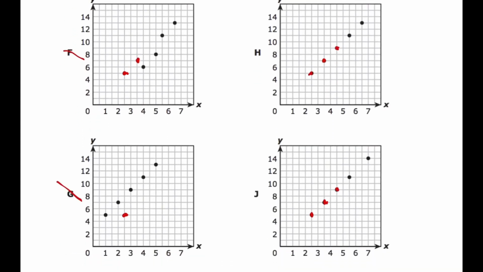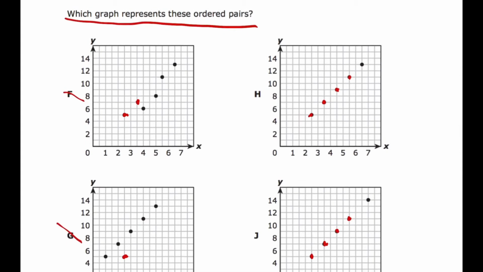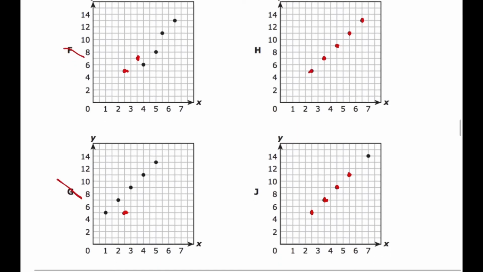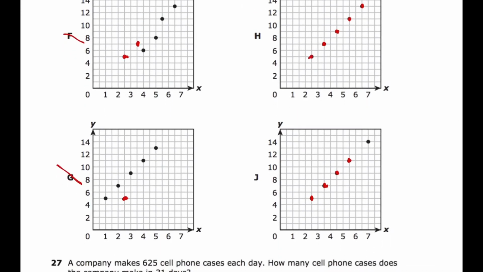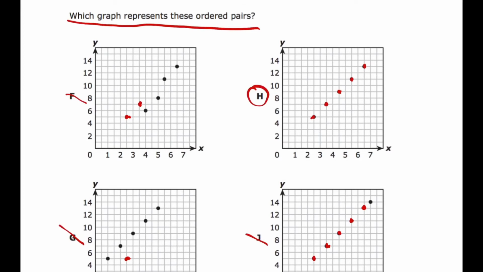5.5, 11. Start at the origin, run 5.5, jump 11, run 5.5, jump 11. Last one, 6.5, 13, run 6.5, jump 13, run 6.5, jump 13, and I can eliminate another answer choice. So that leaves me with H as my best answer.